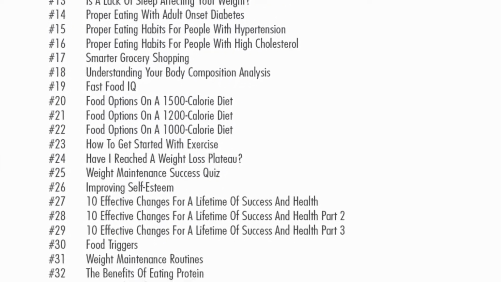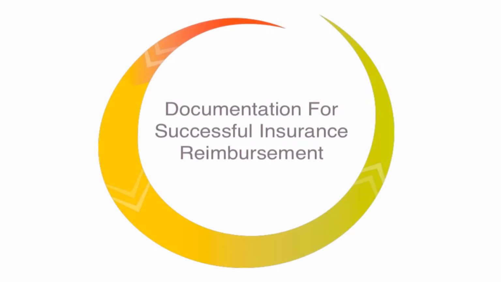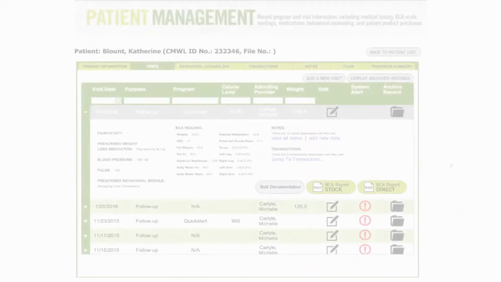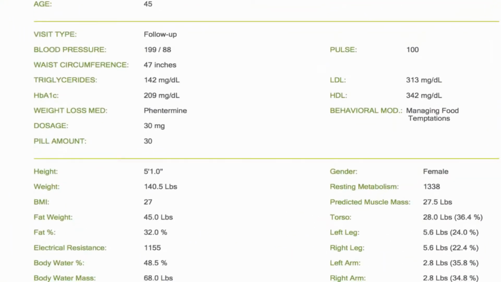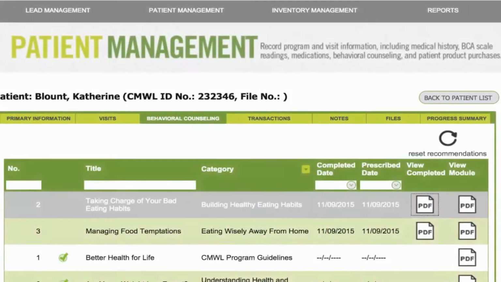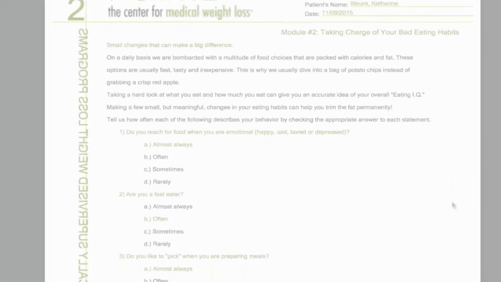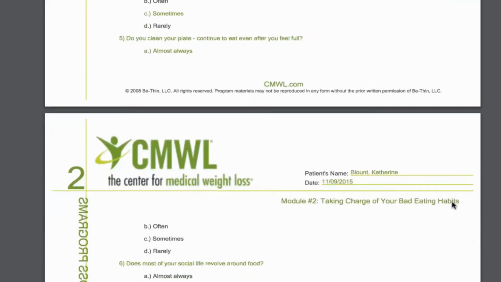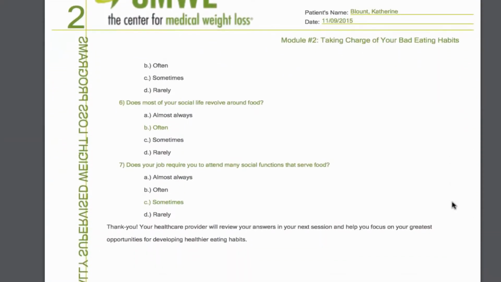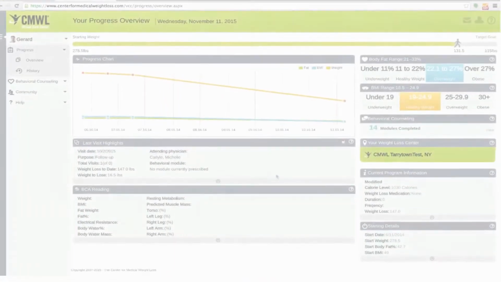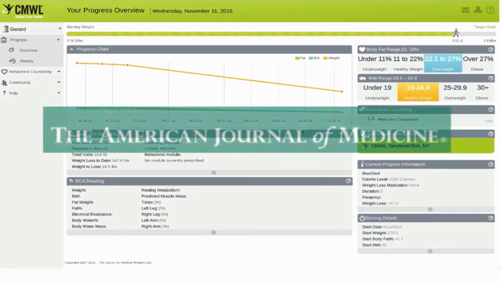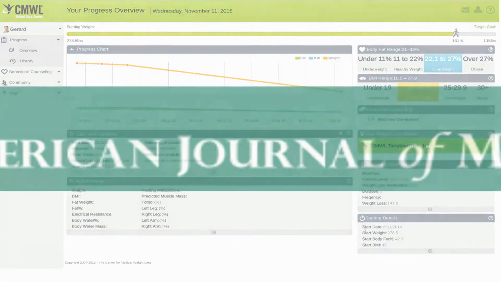After each visit, you'll need to generate documentation of the patient's progress and behavioral counseling session to submit for insurance reimbursement. This is no problem with the Obesity TX system. All you need to do is download the visit record PDF and the patient's completed behavioral module if you need it, and include that in your claims form. You can also upload the PDFs to your office's EMR. Finally, your patients will be kept motivated by keeping track of their own progress online, and you'll be kept motivated by being able to achieve the same kind of weight loss outcomes as published in the American Journal of Medicine regarding the CMWL program.